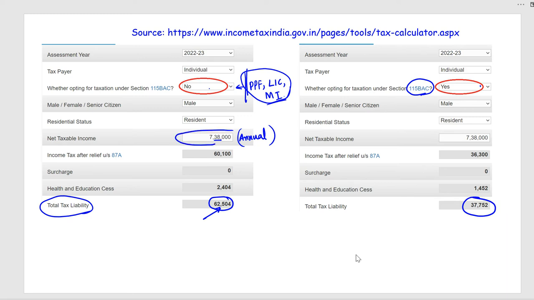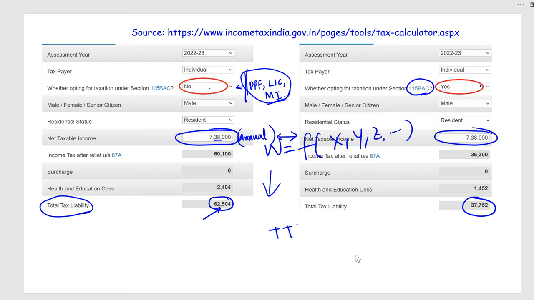See, the total annual income is the same. So you can call it W, W is a function of X, Y, Z, and also some other variables are there. Now, in fact, this income tax, the total tax liability TTL, is a function of the annual income. And this W is a function of these X, Y, Z functions.